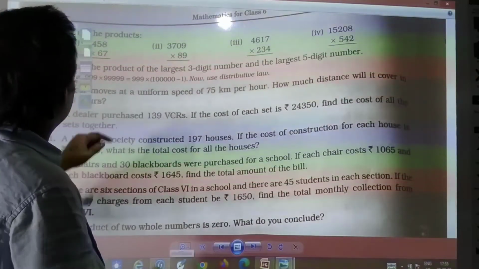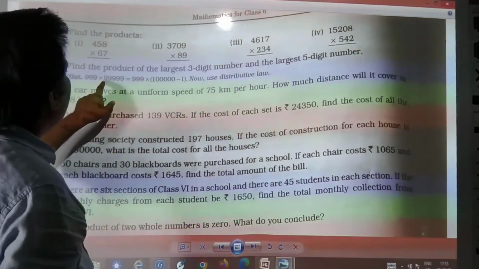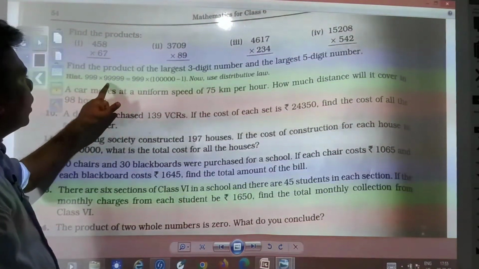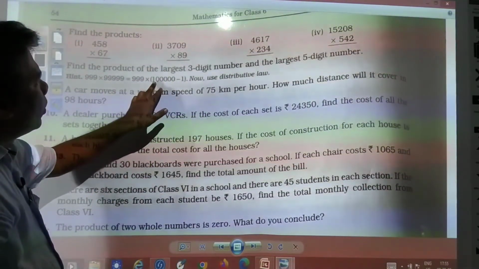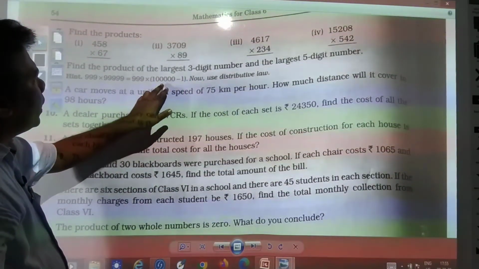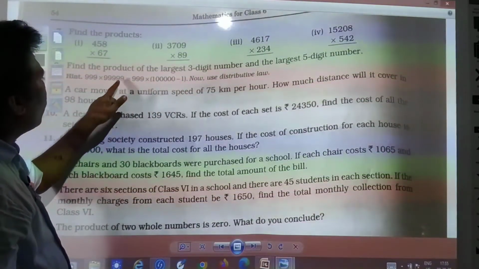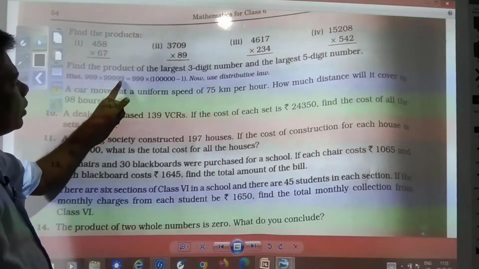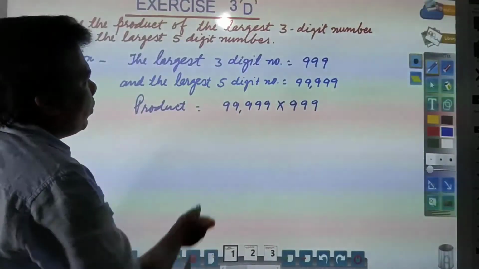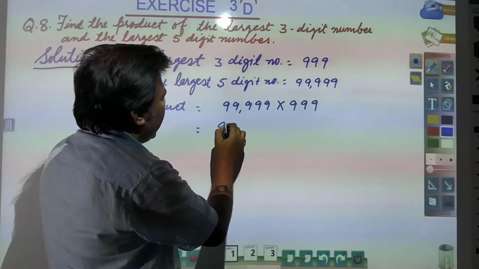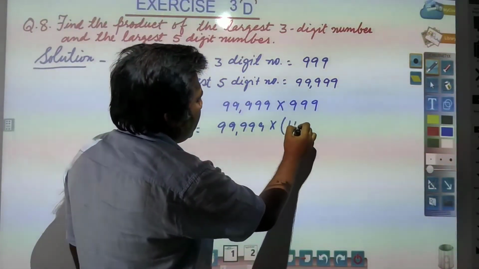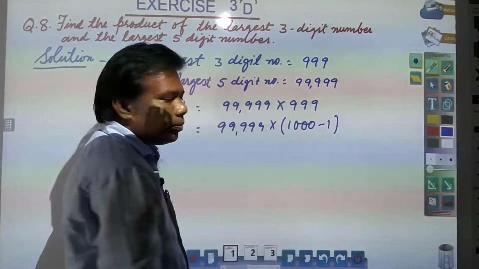As in the hint, it has been given here 999 into 99,999, and this has been written in this form: 1 then 5 zeros minus 1. So 1 lakh minus 1 will be 99,999. In another way also we can solve. Let's see, we can write 99,999 into 1000 minus 1.